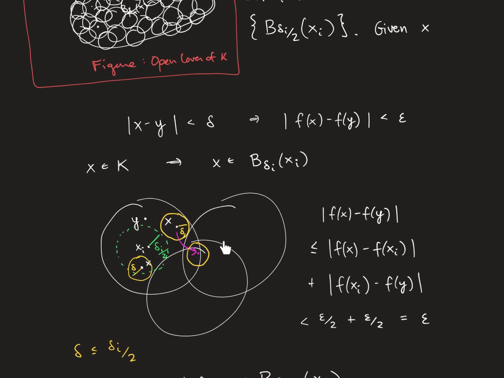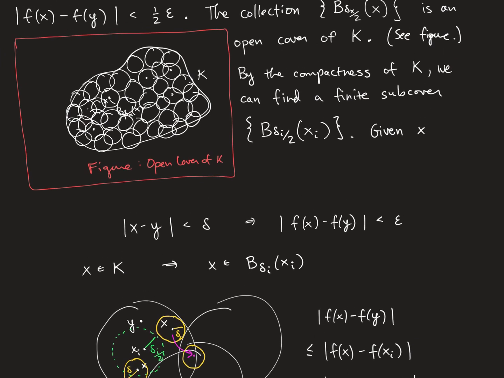I need, in any one of these balls, my delta to be such that it doesn't reach out to the far end of the ball if I stay in the half radius. Okay, so we'll pick our delta. Once we have our finite subcover, we can choose our delta. So choose delta to be equal to the minimum of all of these delta i over 2's.